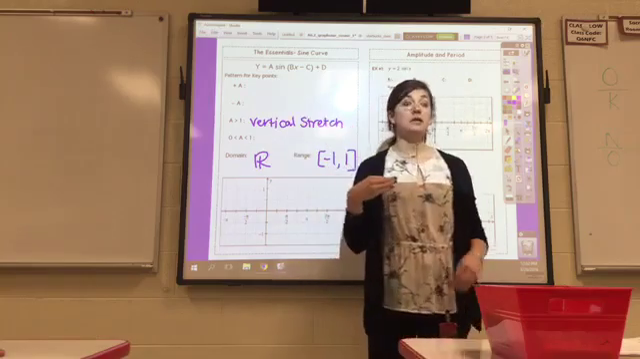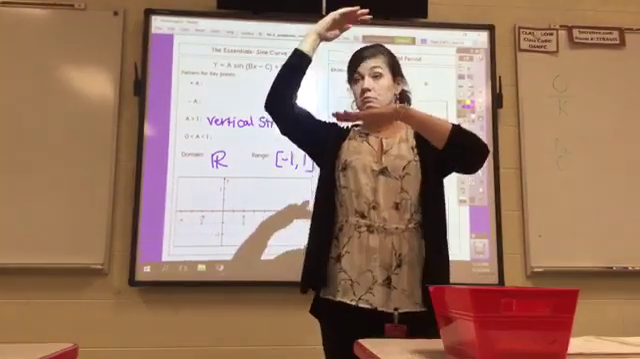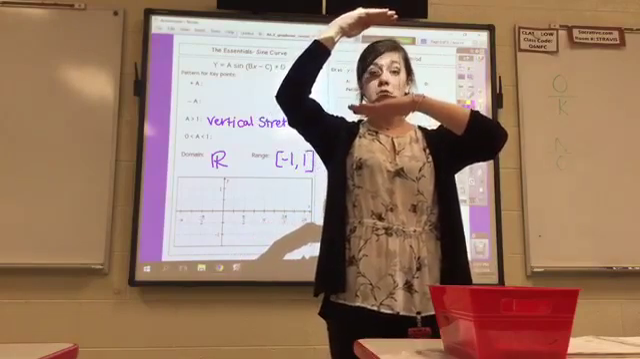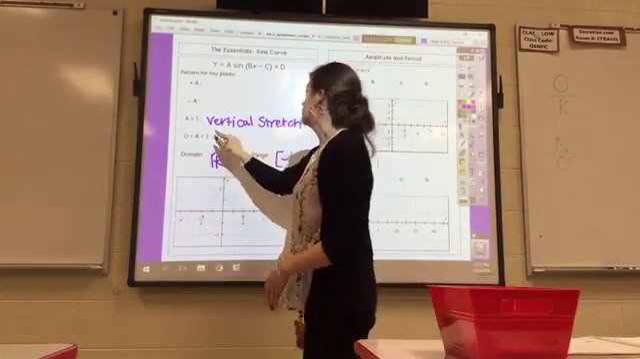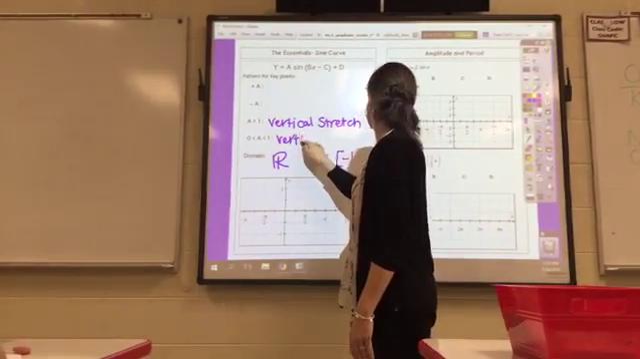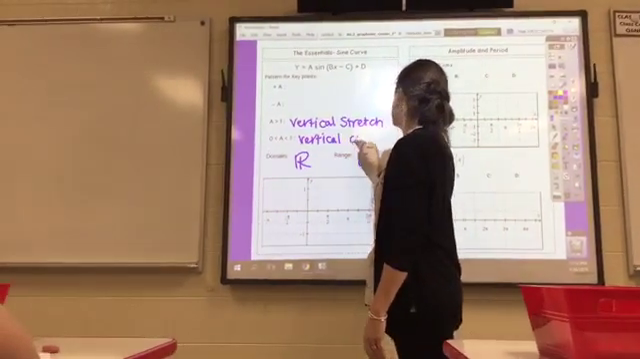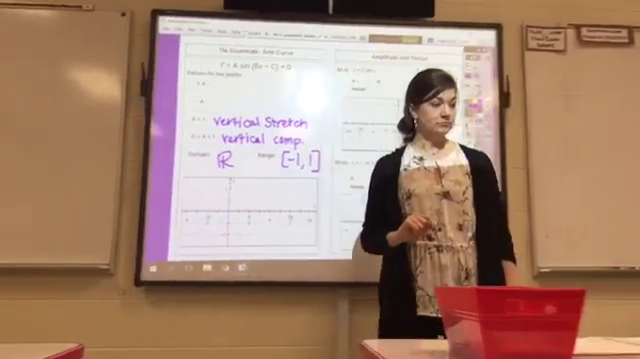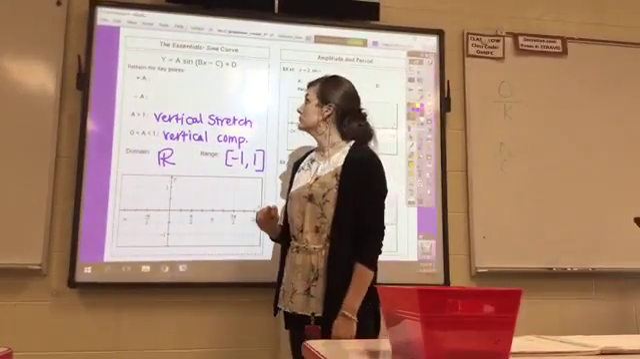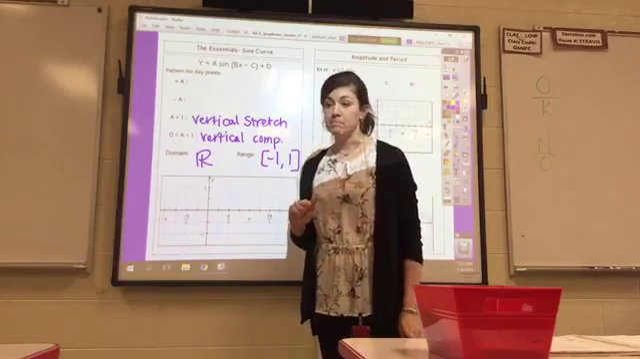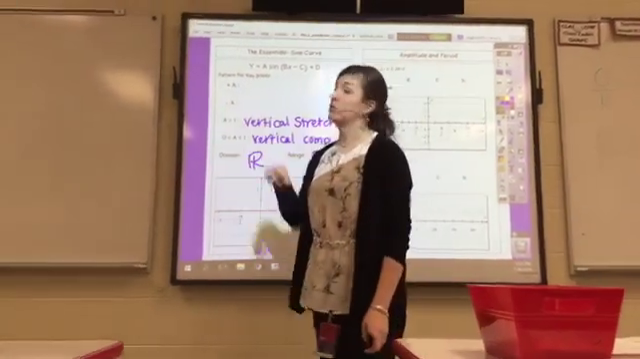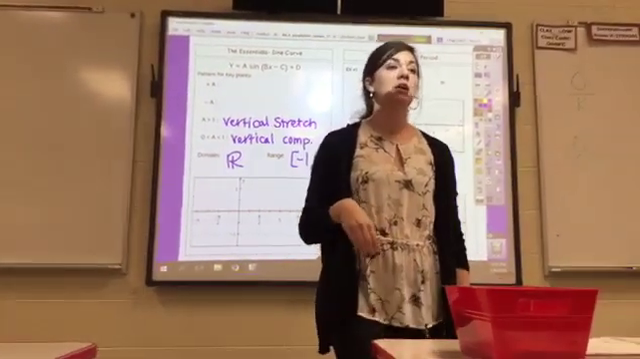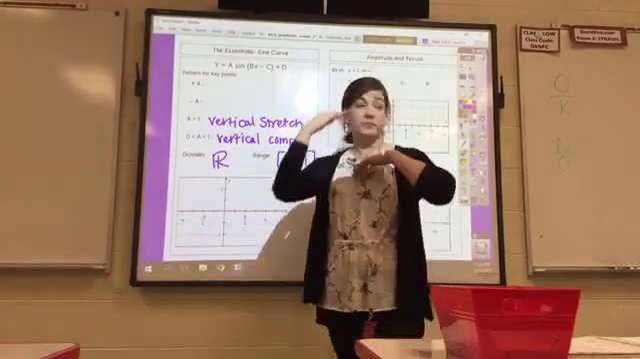And then if A is less than 1, what's it do? If A was 1/2, what's it do? Compresses it. It shrinks the mountain. So it's a vertical compression. Okay. Now, we also talked about this too. What's that A do if it's negative? It flips it over, right?